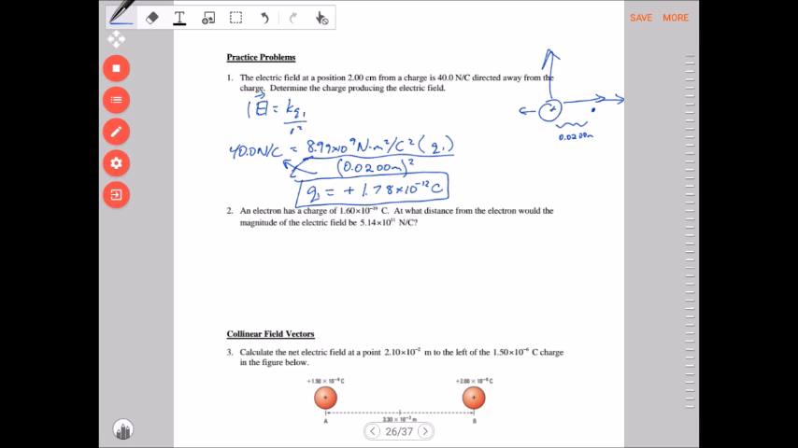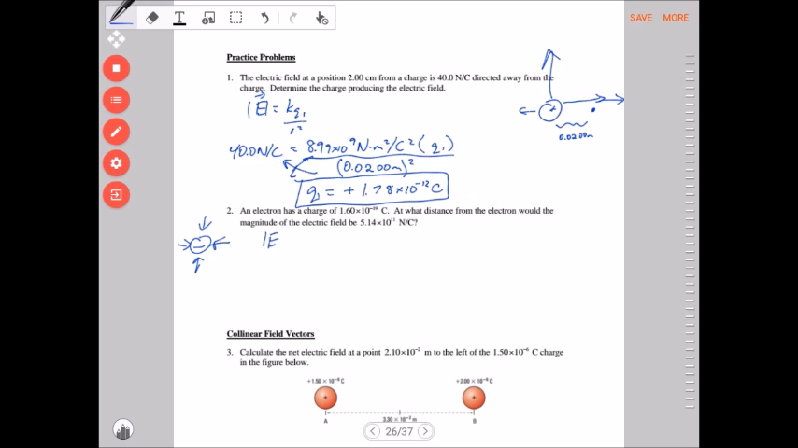At what distance from the electron would the magnitude of the electric field be 5.14 times 10 to the 11 newtons per coulomb? So this time I'm looking for the R. Now remember, this is a negative charge, so that electric field is going to be directed inward towards the electron, because the electric field always goes towards negatives.